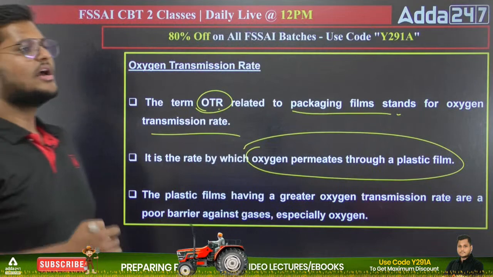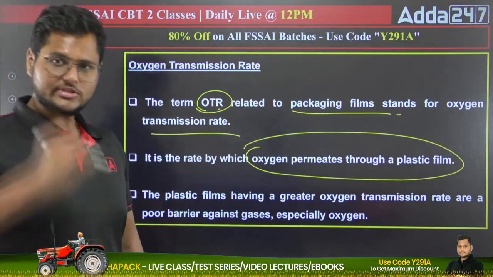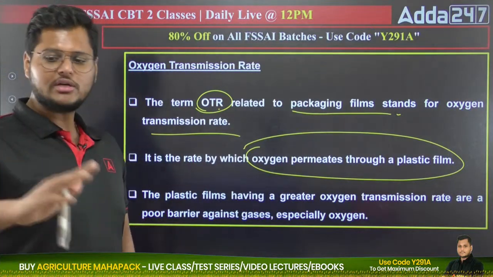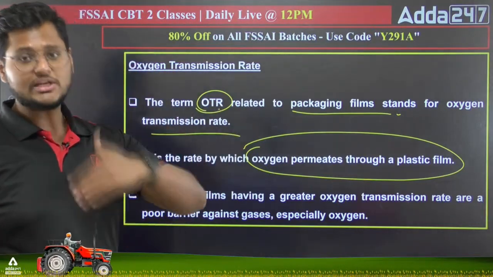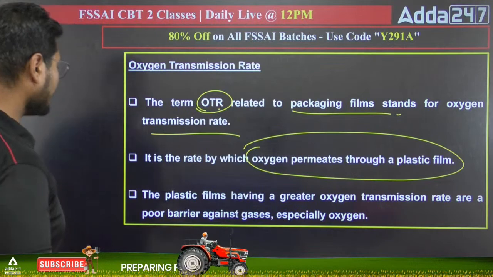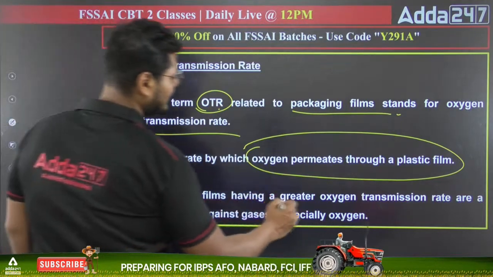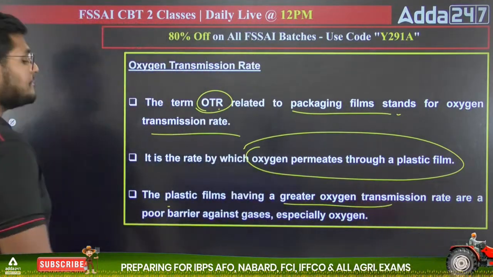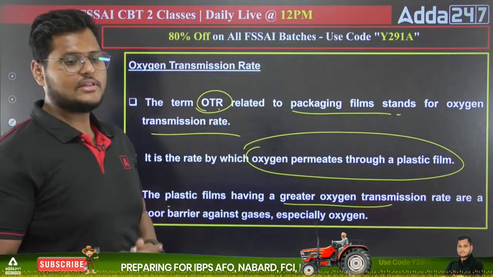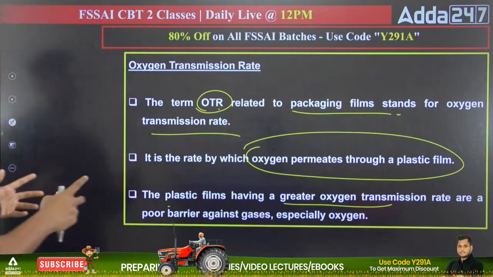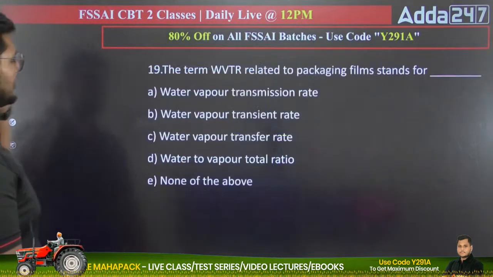And why is it important? In the presence of oxygen, oxidation is generally seen, and we don't need oxygen in those food products which are prone to oxidation. The plastic films having a greater oxygen transmission rate are a poor barrier. So the higher the oxygen transmission rate, the lower the quality of the barrier, or the barrier will be poor.